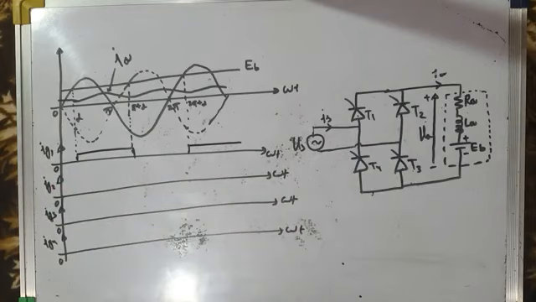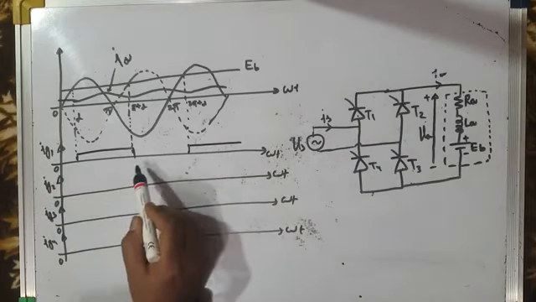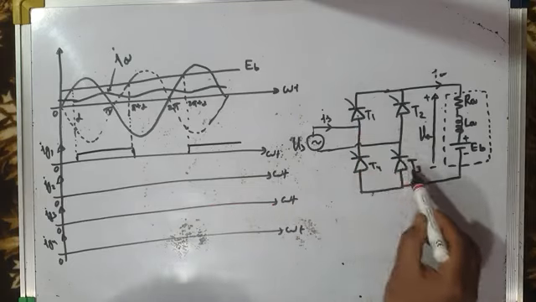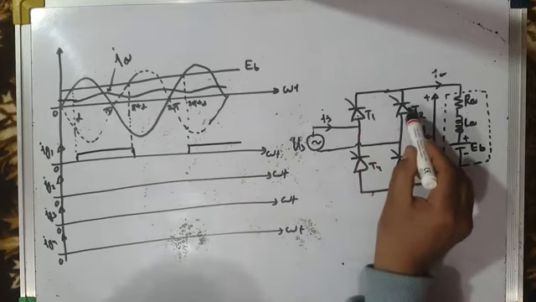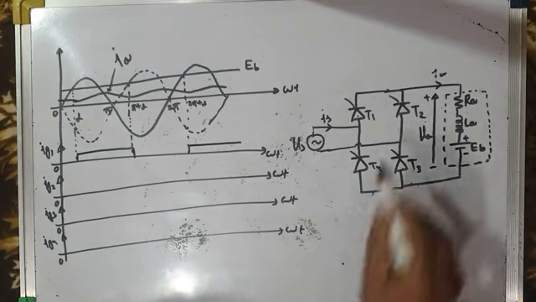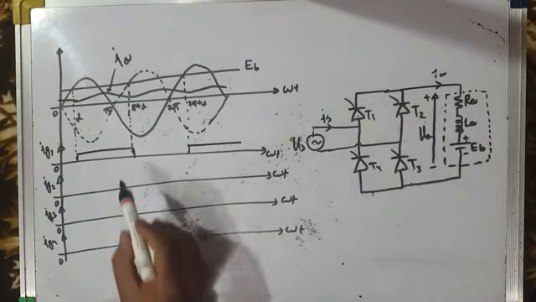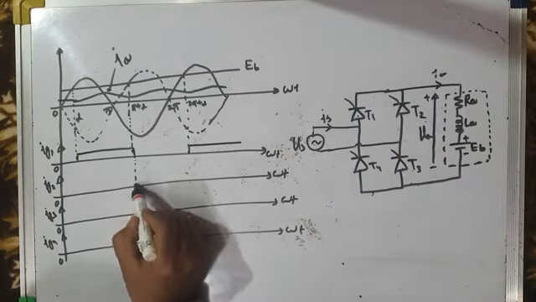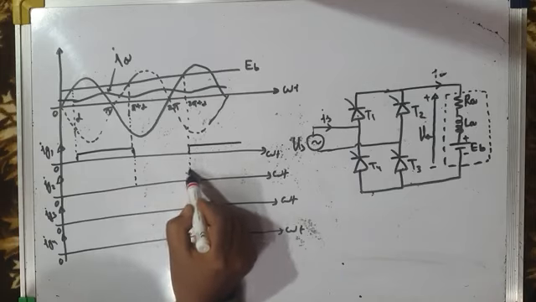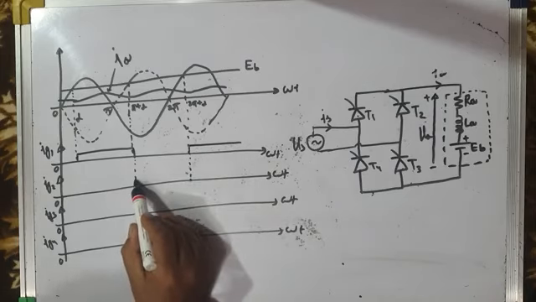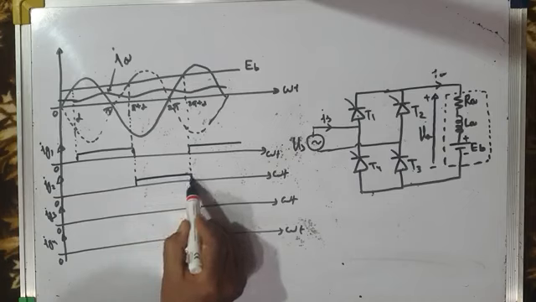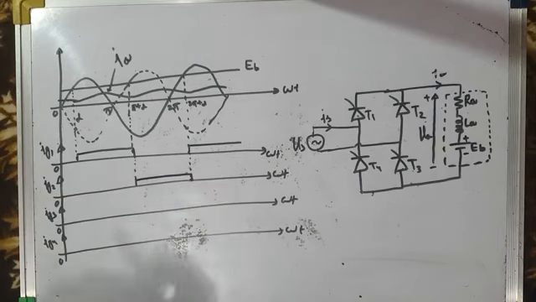What about thyristor T2? When this thyristor is on, at that time this thyristor will be off, and when this will be on, this will be off. So therefore, from pi plus alpha to 2 pi plus alpha, there will be firing pulse for thyristor T2, because during this period T1 is off.